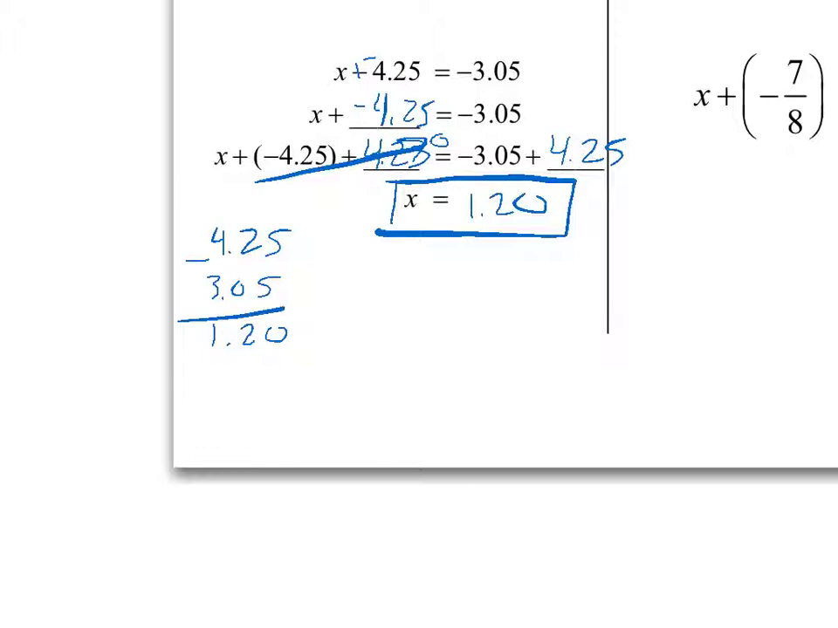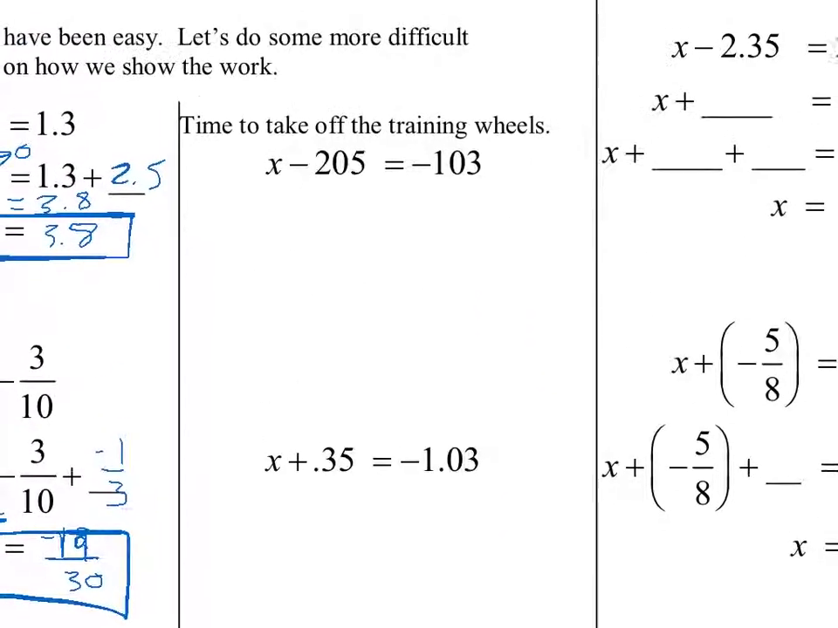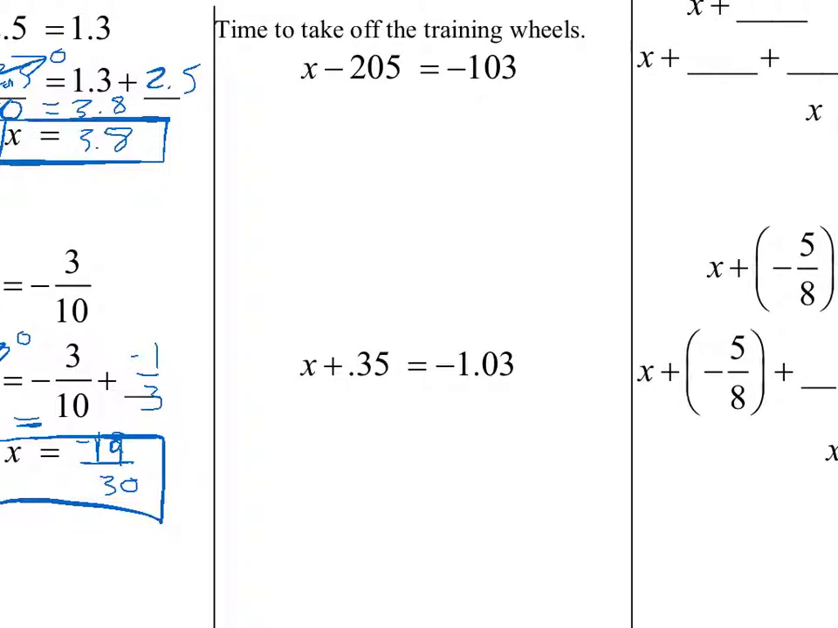All right, so these are what I call frame problems because I'm giving you the frame of the work. All you've got to do is fill in the blanks. I also call them training wheel problems because it does half of the work for you. Now here, I'm giving you the problems, and you've got to figure out all of that work on your own. X minus 205 is equal to negative 103.